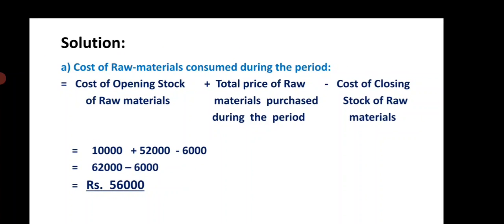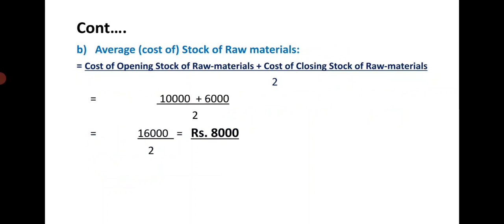So second question is to calculate the average stock of raw material. So average stock of raw material can be calculated by averaging the cost of opening stock and the cost of closing stock of raw material. So cost of opening stock of raw material in this problem is 10,000 and the cost of closing stock of raw material is 6,000. So total, that is 16,000 divided by 2, that is 8,000.